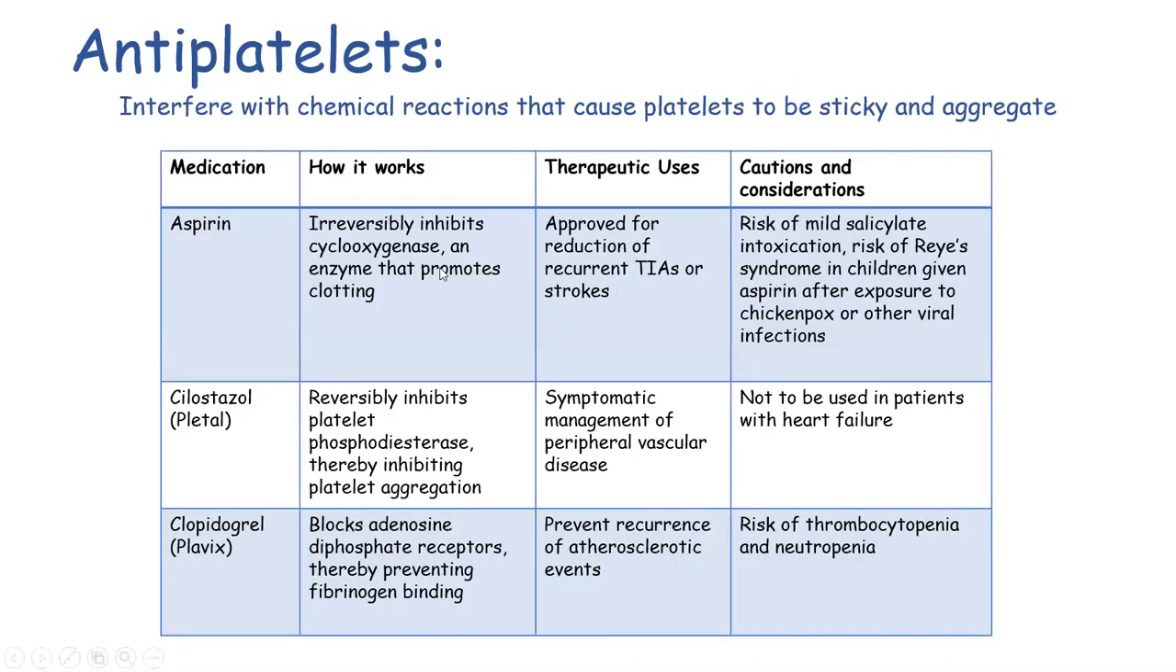Aspirin irreversibly inhibits cyclooxygenase. It's approved, so people take just 1 baby aspirin a day to prevent a TIA, a transient ischemic attack, which is a type of stroke. Aspirin is used to help prevent another heart attack. It's used to prevent coagulation.